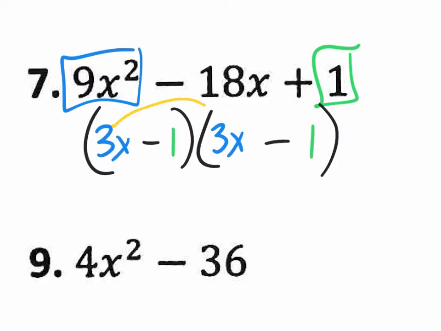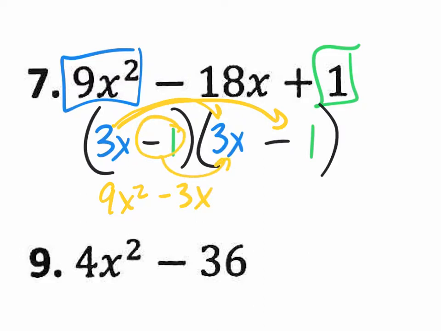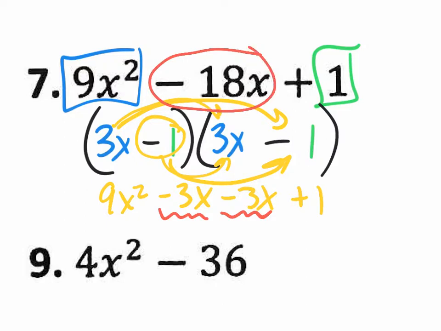Just distribute. If I go 3x times 3x, what do I get? 9x squared. Okay, when I go 3x times negative 1, what do I get? Negative 3x. Okay. And then when I go negative 1 times 3x, what do I get? Negative 3x. And when I go negative 1 times negative 1? Positive 1. So when I combine the middle terms, negative 3x and negative 3x, does it give me this middle term of negative 18x? It does not. So this is not right.